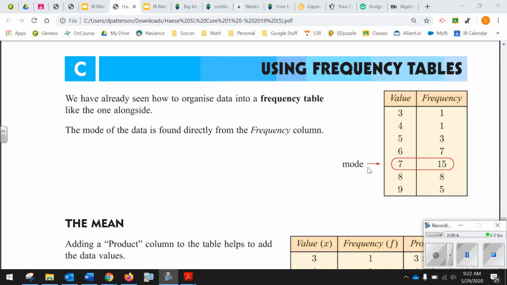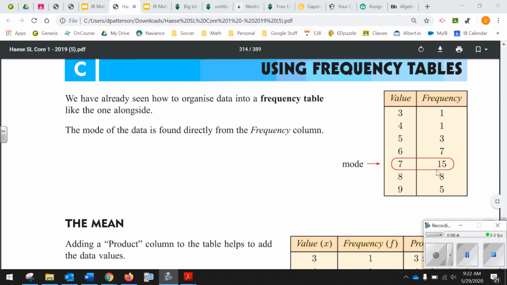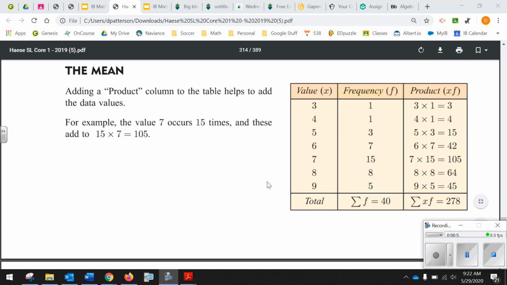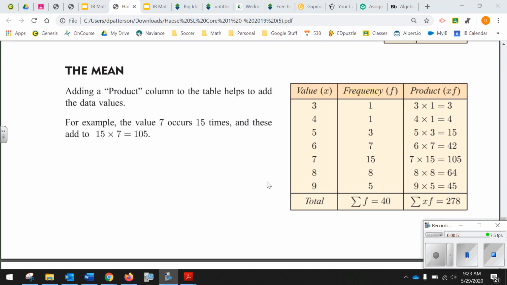Now, identifying the mode is very obvious. You're just going to look at where the highest frequency is. But to find the mean and the median is just a little bit more challenging. All right. We'll show you here using the formula how to get it, but then we could also show how to get it from the calculator.